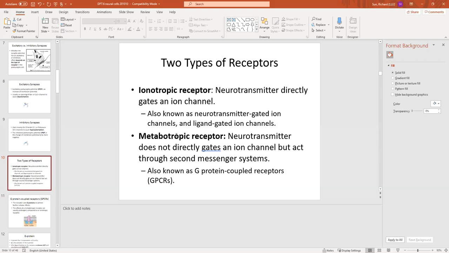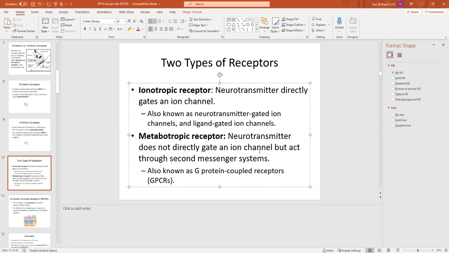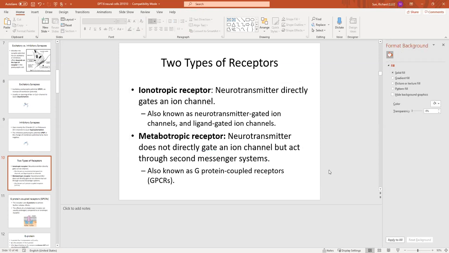And here is another type. This is also very common, and it is common in a way that it's related to a lot of cellular reactions. It's not just an open channel, they cause a lot of cellular reactions. So the effect is more profound in a way. This is called the metabotropic receptor. The neurotransmitter does not directly gate an ion channel, but acts through a second messenger system.